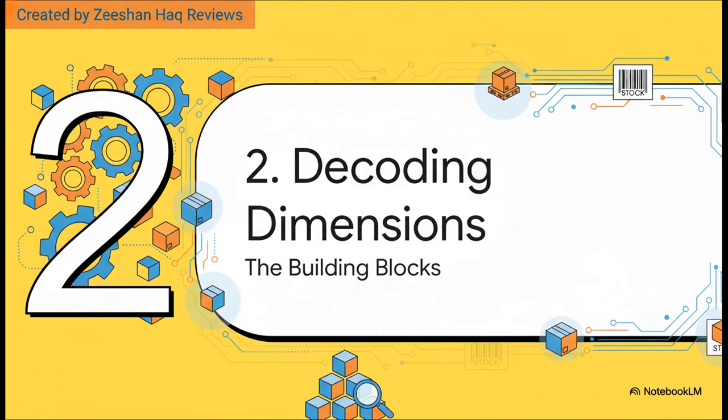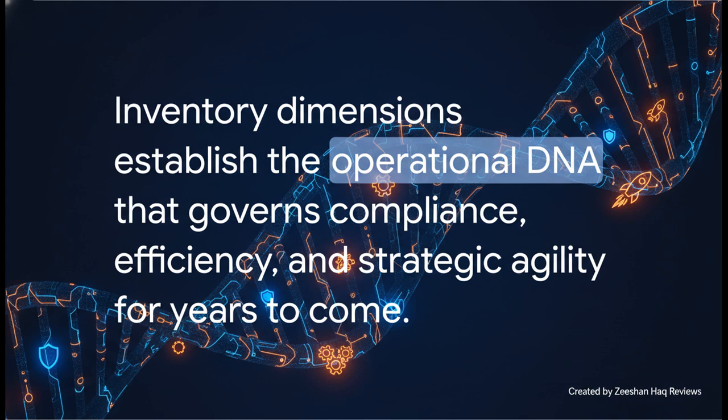Okay, so to avoid this whole disaster, we have to understand the building blocks. We need to decode what inventory dimensions actually are. You can think of them as the fundamental rules that tell the system how to track every single item you own. Honestly, the best way to think about them is as the permanent DNA of an item. Just like real DNA, they define the core identity and the characteristics of that item from the second it's created. And you guessed it, just like DNA, you can't just go in and rewrite it once it's been established.